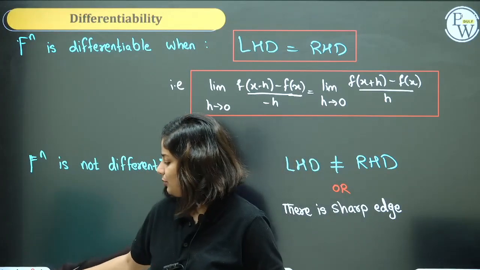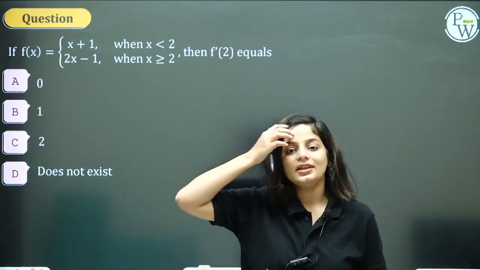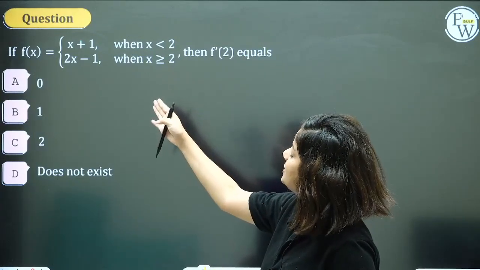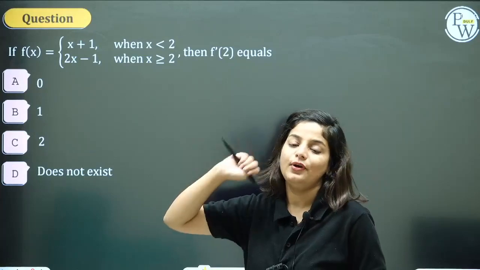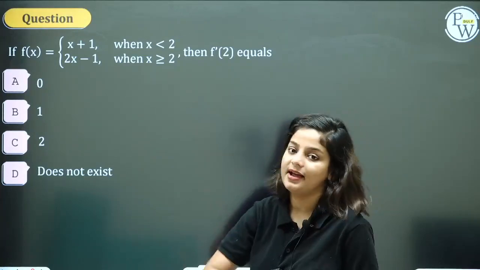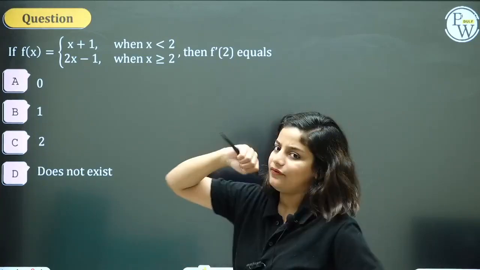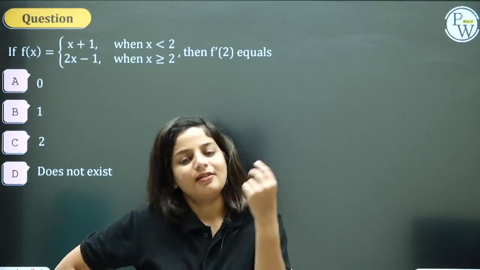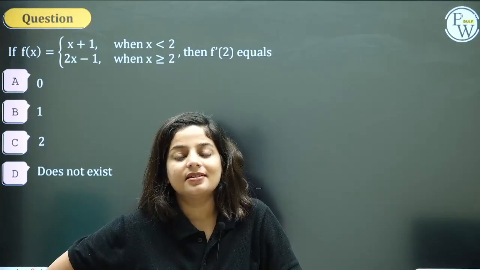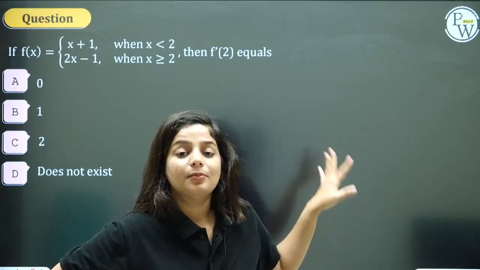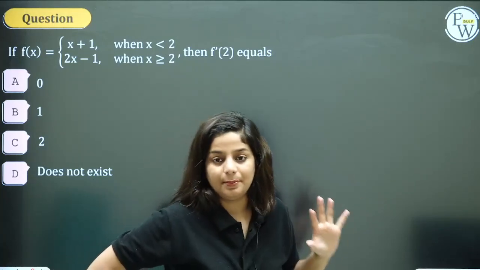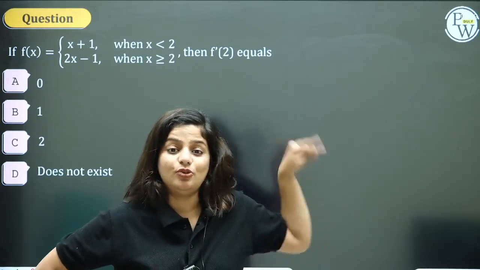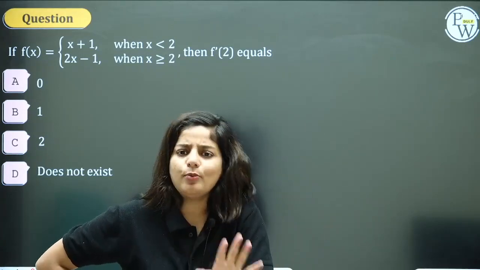Let's check out a question on this. F of x is equal to x plus 1 when x is less than 2 and 2x minus 1 when x is greater than equal to 2. Then what is the value of f dash of 2? Now this question can be done within seconds if you have to do a multiple choice objective paper. But if it is a subjective paper, then yes, you have to show all these steps. I will do by both the methods.